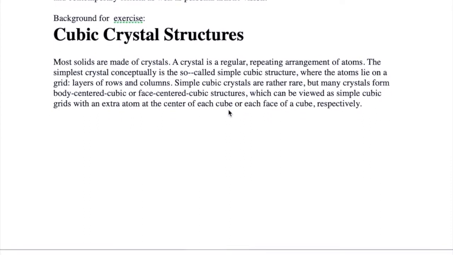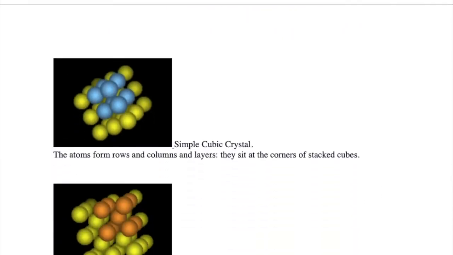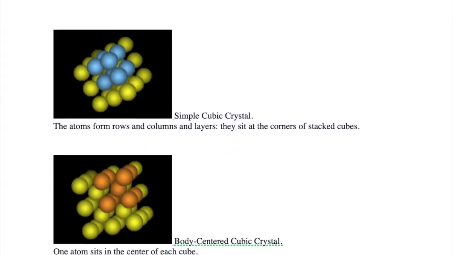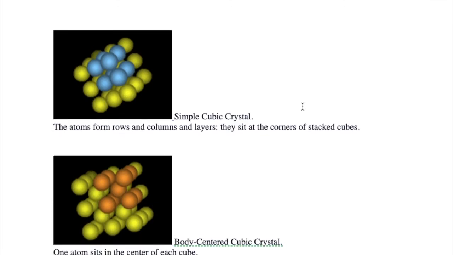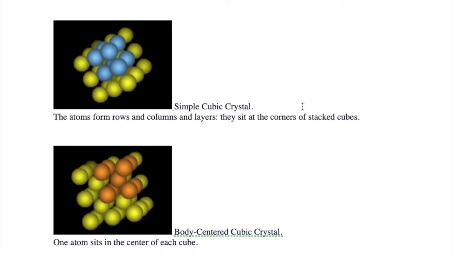Now, we're working with a cube. And so we got some stuff on cubic structures. A lot of structures, crystals, are cubic, believe it or not. A crystal is a regular repeating arrangement of atoms, and the simplest crystal conceptually is a so-called simple cubic structure. There's a lot that we don't know about crystals. Why do things arrange themselves the way they do? There's the mystery of crystals.